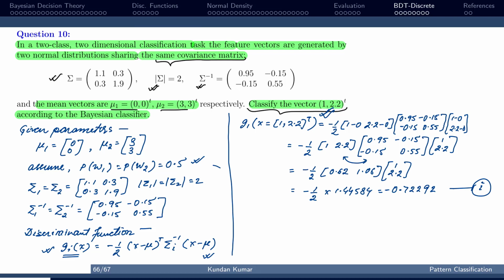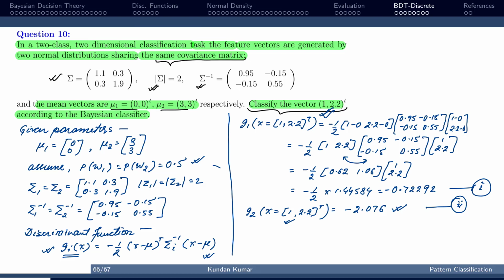Okay, similarly we can compute the discriminant value for class 2, and if we calculate, then g2(x) for (1, 2.2) transpose will be minus 2.076. So in the same way we can do the calculation. Here I have already calculated it, so I have written it here. Okay, so this is the discriminant value for class 2 for this given sample.